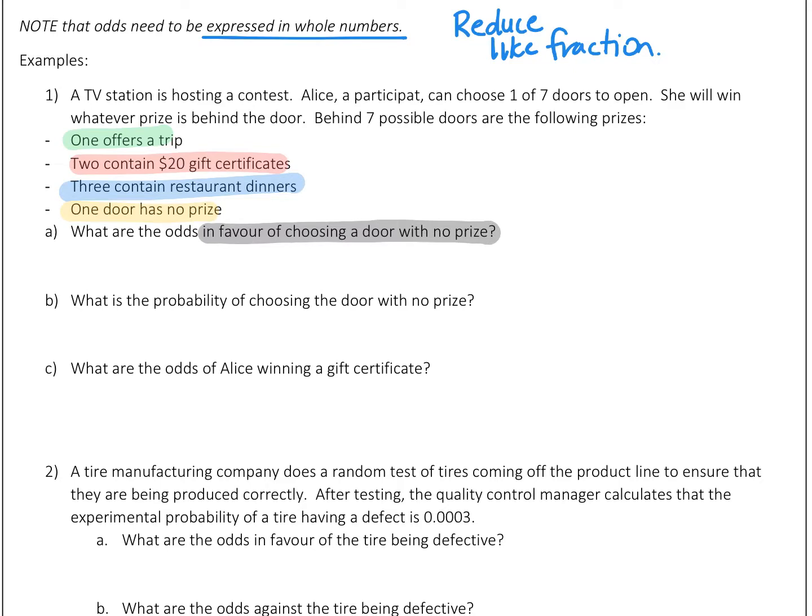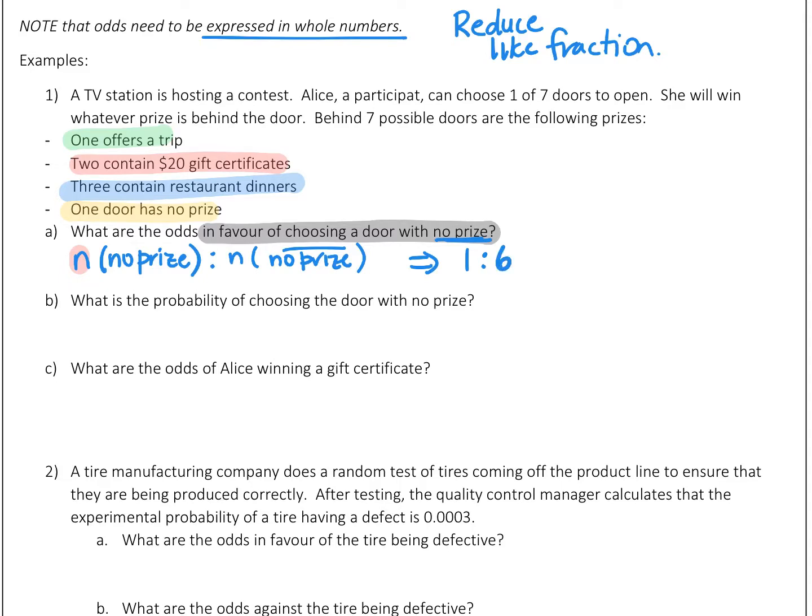When we do that, we want to say how many doors have no prize, because that's what it's asking me to find. The odds in favor of that, to the number that do not have no prize. So in other words, everything else. The number that have no prize is 1. And the number that are not that, which would be everything else, would be 6.